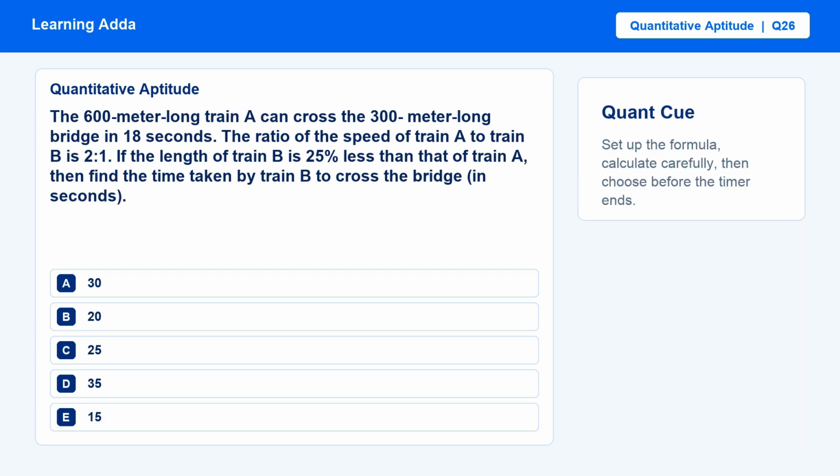Question 26. The 600-meter-long train A can cross the 300-meter-long bridge in 18 seconds. The ratio of the speed of train A to train B is 2:1. If the length of train B is 25% less than that of train A, then find the time taken by train B to cross the bridge, in seconds. Option A 30. Option B 20. Option C 25. Option D 35. Option E 15. The timer starts now.